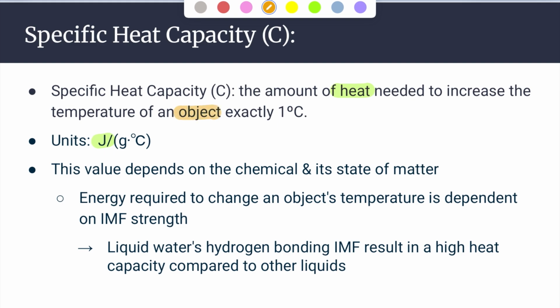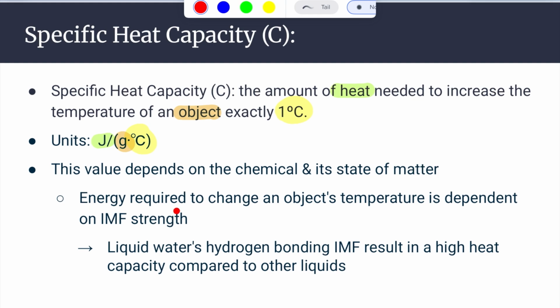Well, that object, we need to know how much we have, so that would be mass. And then we're looking at changing the temperature. This is a measure of how much heat do we need to change 1 gram by 1 degree Celsius. And this value depends on not only the chemical, but also on the state of matter of that chemical. So for water, H2O, solid, liquid, and gas all have different C values.